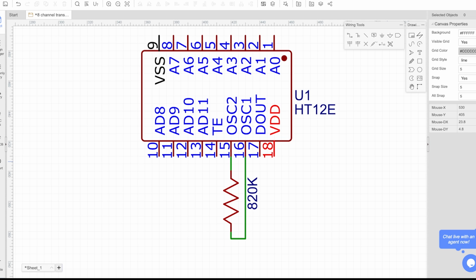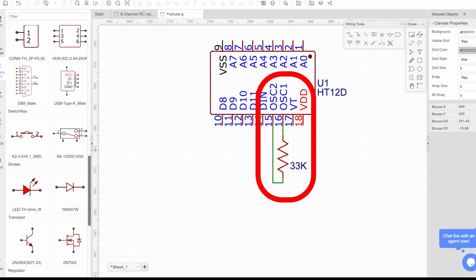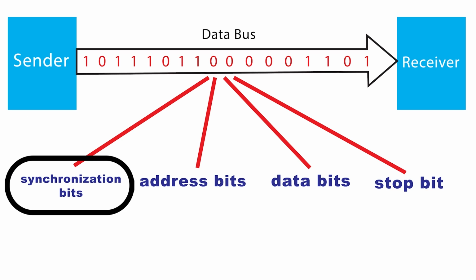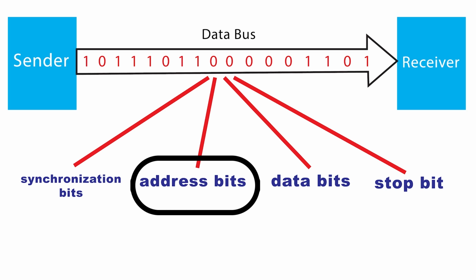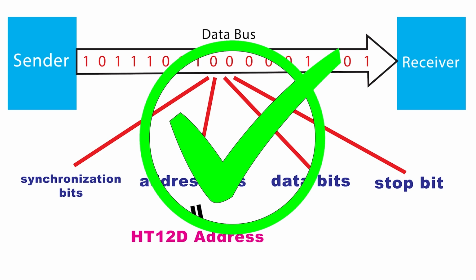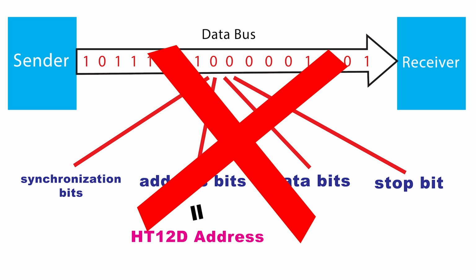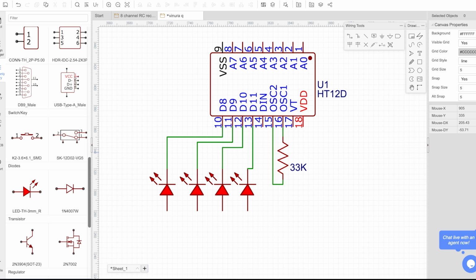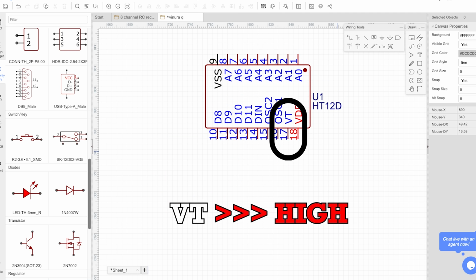Like the HT12E, the HT12D uses an external resistor connected to its OSC1 and OSC2 pins to set the oscillator frequency. Upon receiving the serial data, the HT12D first checks the synchronization bits and then compares the received address bits with its own address pins. If the addresses match, the decoder proceeds to decode the data bits. Otherwise, it ignores the data. Once the address is validated, the HT12D decodes the serial data back into the original 4 data bits and presents them on its output pins. The VT pin goes high to indicate a valid transmission has been received and decoded. This can be used to trigger further actions in the receiver circuit.